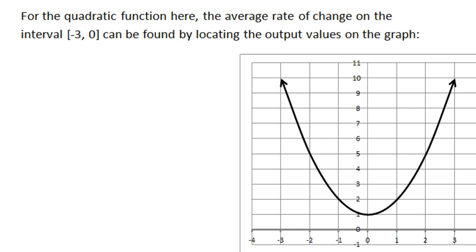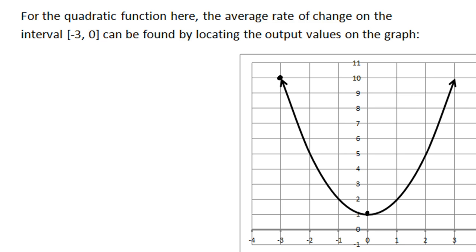So in particular here, we've got a quadratic function. The average rate of change on the interval from -3 to 0. We can find it by first looking for the output values on the graph. So on the interval from -3 to 0, we're looking at where x is -3, and where x is 0. Where x is -3, we have a y value of 10, and where x is 0, we have a y value of 1.